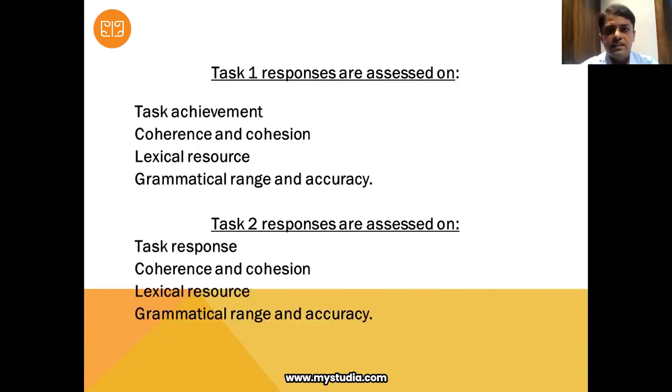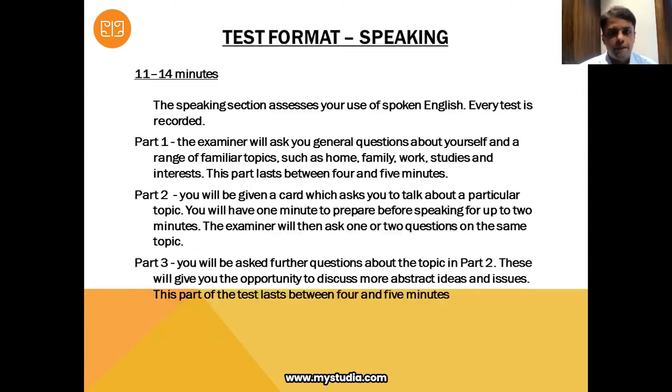These are the marking criteria based on which you get bands for Task 1 and Task 2 both. For Task 1, it is task achievement, coherence and cohesion, lexical resource, grammatical range and accuracy. And for Task 2, it is task response, coherence and cohesion, lexical resource, grammatical range and accuracy. What is included in these parameters will be taught to you in your further classes, so do not worry about that.